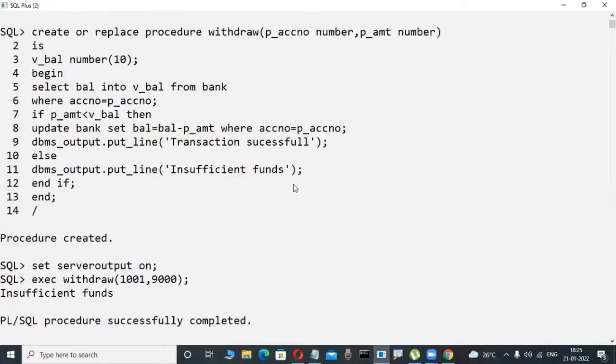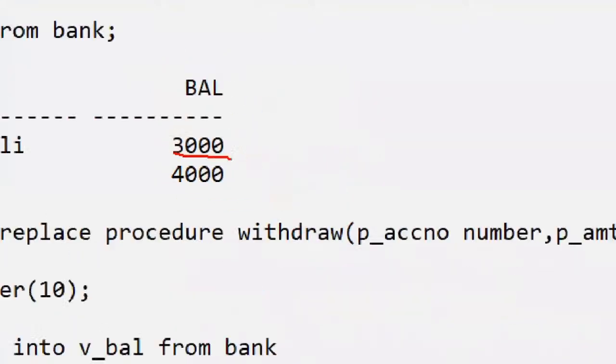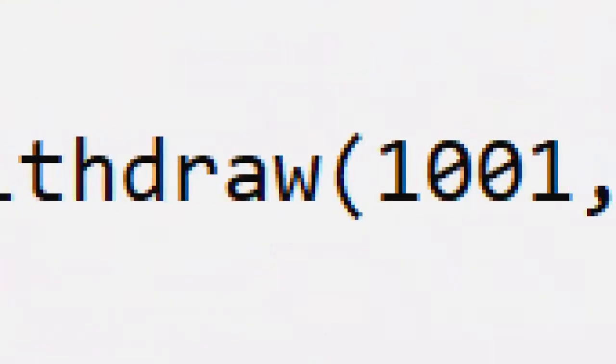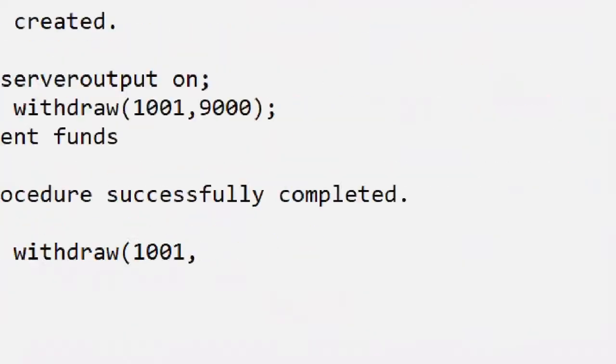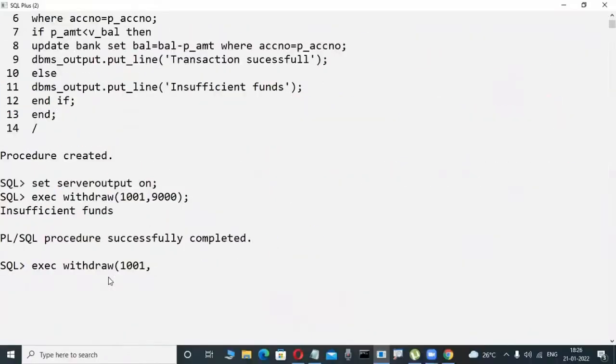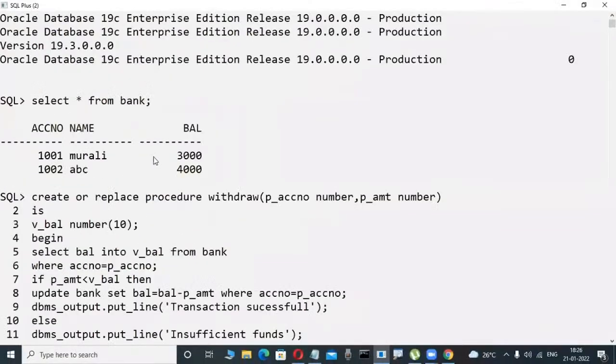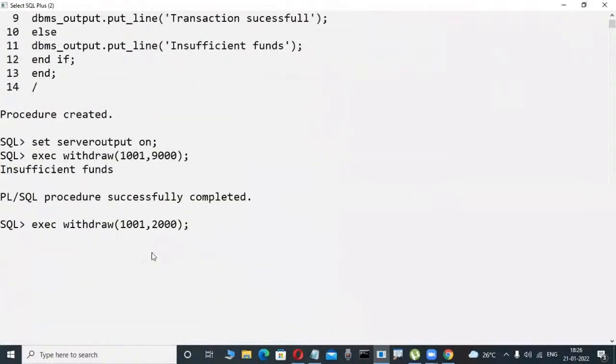For example, in this case my balance is 3,000. Now I try to withdraw 2,000 rupees. And now here, check it out. Observe here: 1001 is my account number. I try to execute again, withdraw. Okay, so now here, the procedure. Now I try to withdraw 2,000 rupees. Possible? Possible. Why? Because here my balance is 3,000, but what am I trying to withdraw?